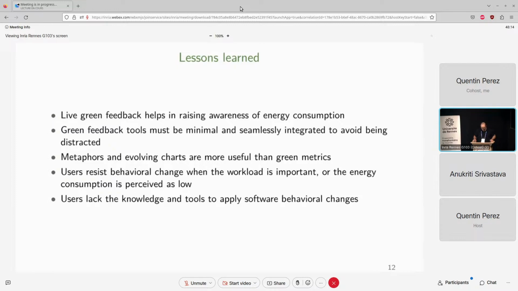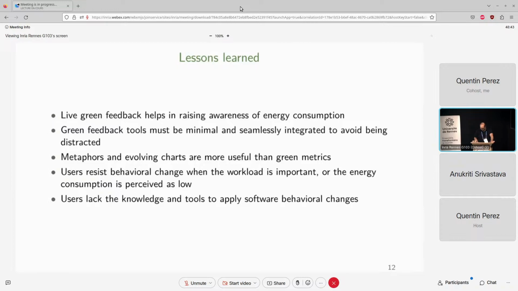And the most important lesson is that they resist any change when they were doing important tasks. So mainly at the end of the session, when they had to hand in their work, I mean the report they had written, they didn't care if there is a spike or not. And most importantly for us, even when they tried to change their behavior, they didn't know what to do.